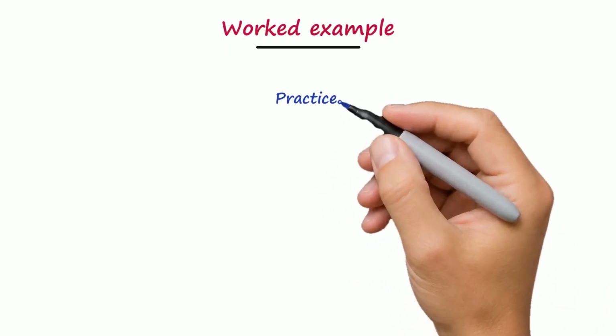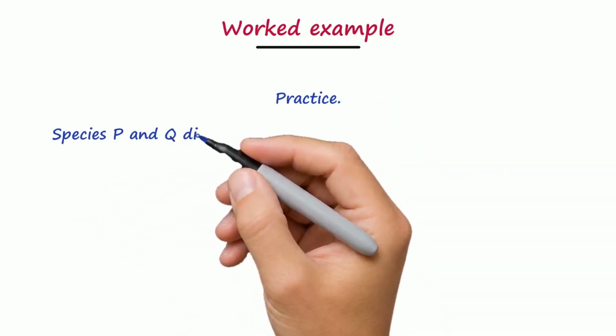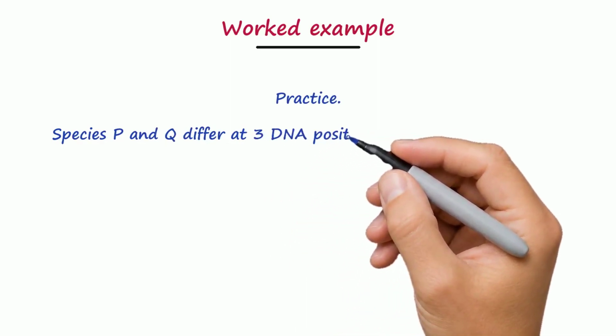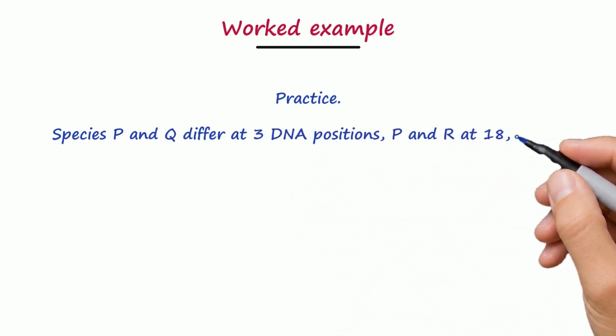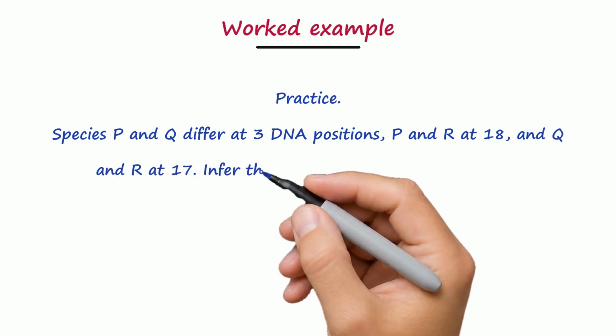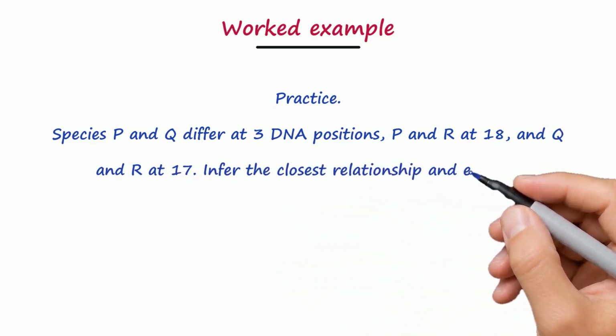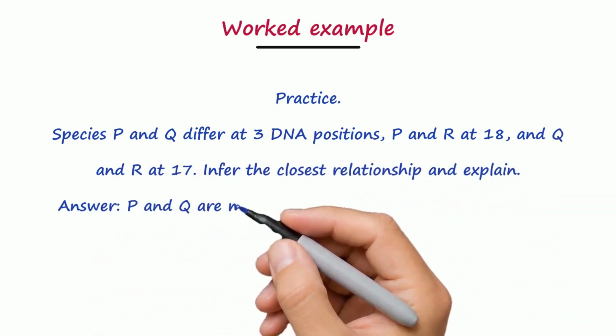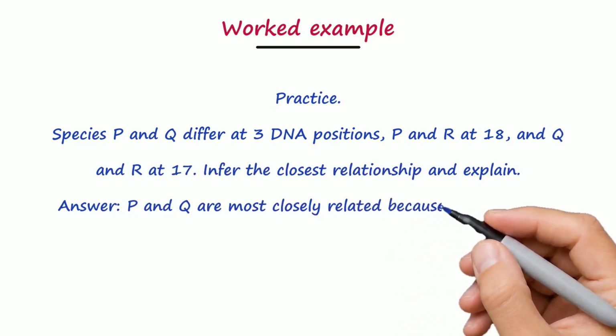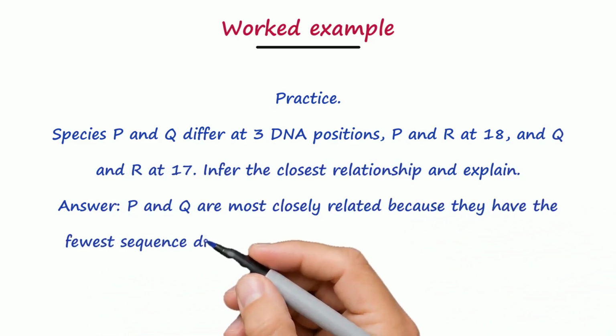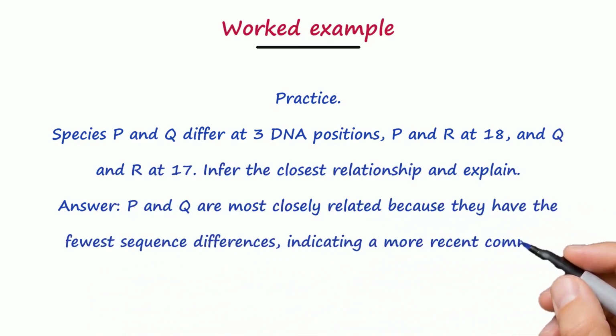Practice. Species P and Q differ at 3 DNA positions, P and R at 18, and Q and R at 17. Infer the closest relationship and explain. Answer. P and Q are most closely related because they have the fewest sequence differences, indicating a more recent common ancestor.